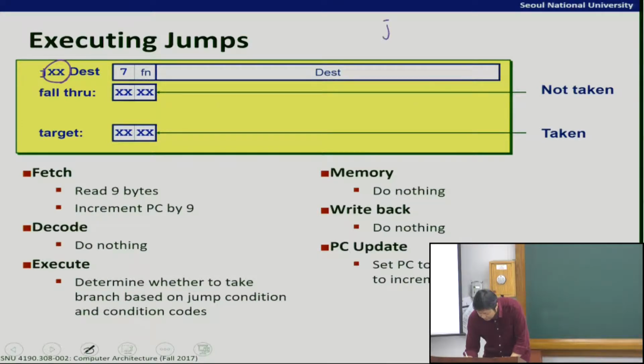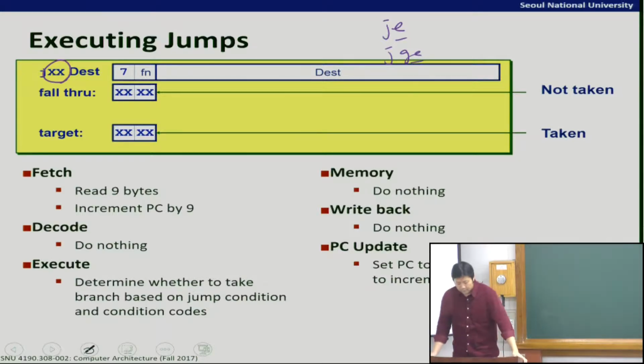This one could be JE, or this one could be JGE, or something like that. This is the suffix. Depending on the suffix, certain conditions must be satisfied for this branch to be taken. So you look at both the suffix and the current value of the condition code to determine whether this condition is satisfied or not, right?